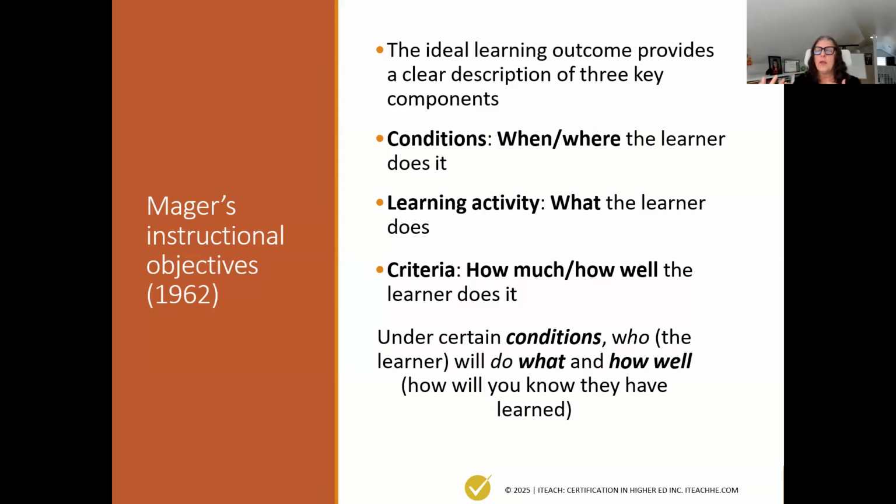The conditions are when and where the learner is doing something, the activity is what the learner is doing, and the criteria is how well the learner does it. So this is a general statement: under certain conditions, the student will do what, and how well. That's a general framework for writing learning outcomes, and we're going to be looking at a whole bunch of examples of these.